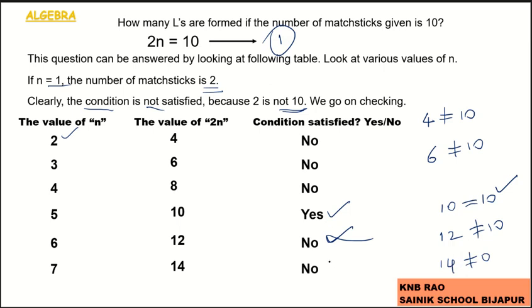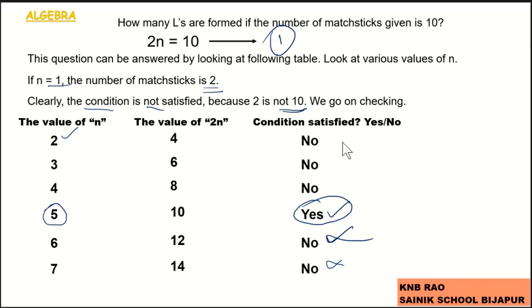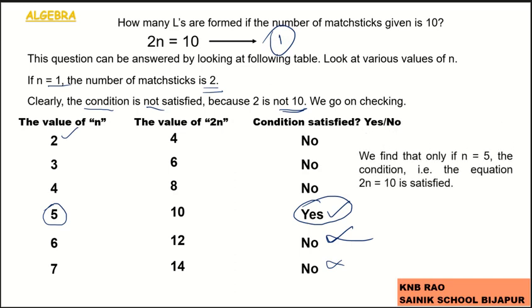Therefore, we have only n equals 5 satisfying the given equation. So, let me wipe out this portion. Now, we have here only n equals 5 satisfying. We say that the equation 2n equals 10 is satisfied if n equals 5.